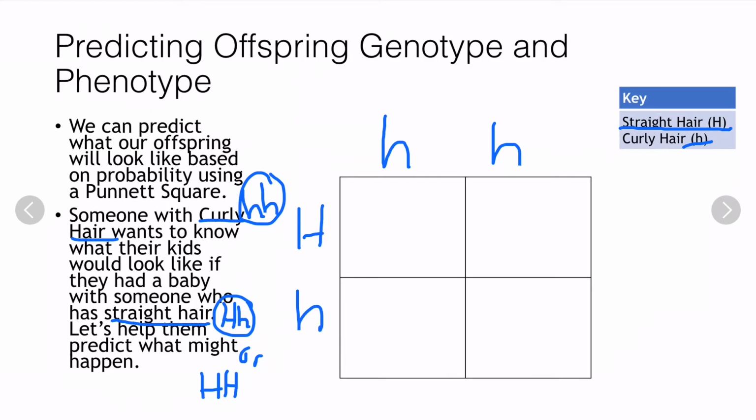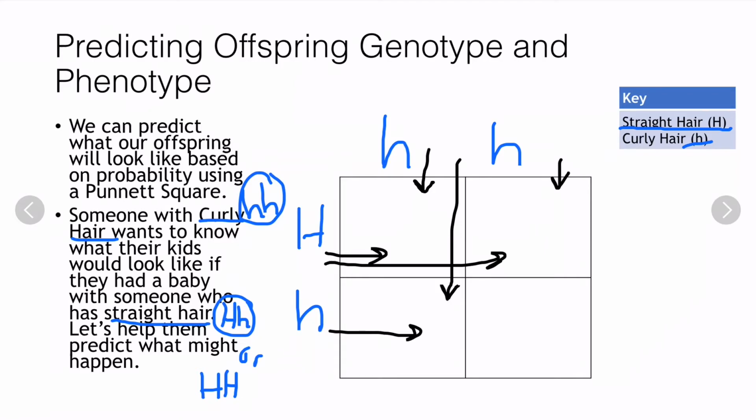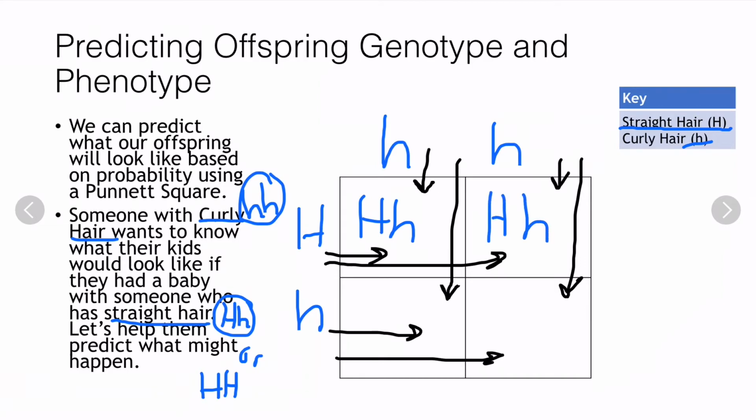Okay, now for each box you take an allele from the top and an allele from the side. And in this box we'd take an allele from the top and an allele from the side. Okay? So we would get capital H, lowercase h, capital H, lowercase h, lowercase h, lowercase h, lowercase h, lowercase h.